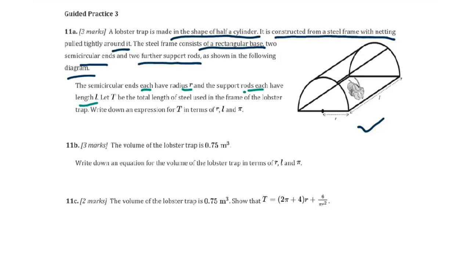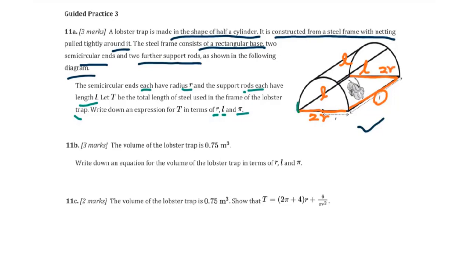Let T be the total length of steel used in the frame of the lobster trap. Write down the expressions for T in terms of r, L, and pi. From this diagram, we could see we have 4 L. And the length from here to here, that's the diameter. We have 2r, and this will be 2r twice.